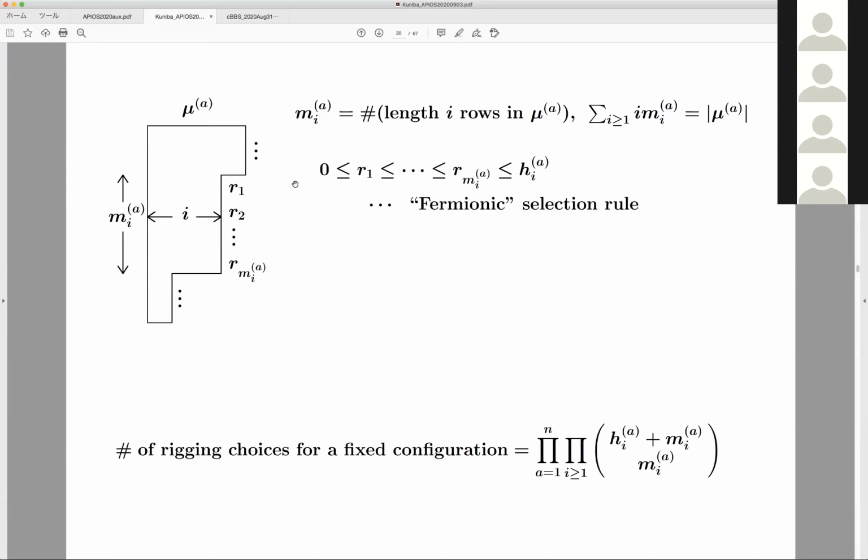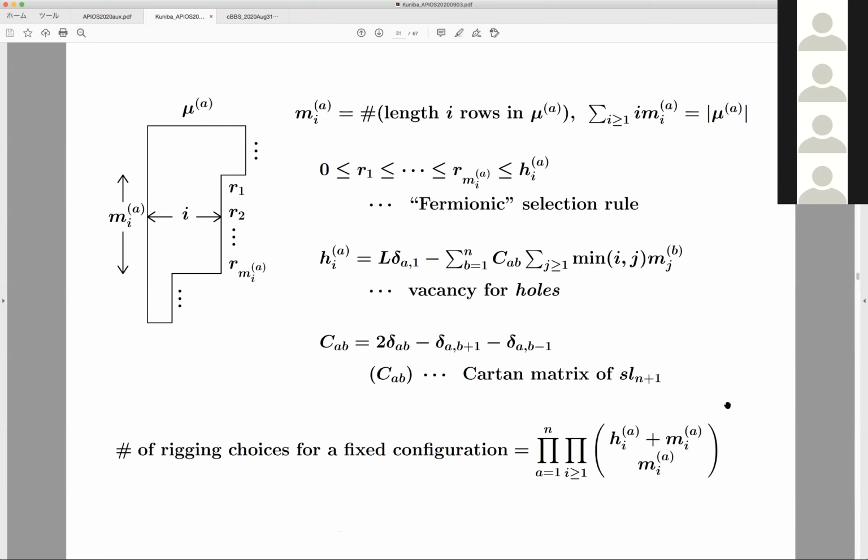The good thing about this object is there is a very simple formula to count them. The number of rigging choices of a fixed configuration is given by this formula. This is elementary combinatorics, like this. But the point is how this upper bound is given, and that's specified like this. You have the length of the chain times some combination of this data m, and here C is the Cartan matrix. And this is in Bethe terminology called the holes or vacancy of holes. And this is actually a list of the strings. So m refers to the strings and h refers to the holes or vacancy. That's kind of standard in Bethe's notation.